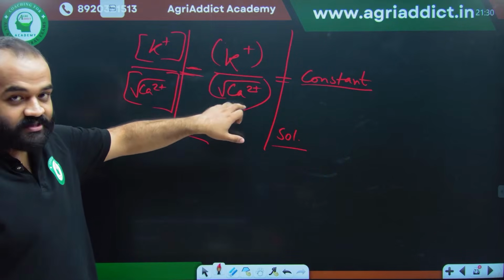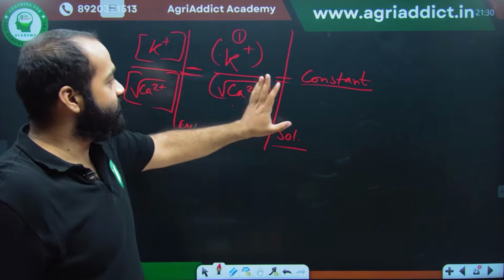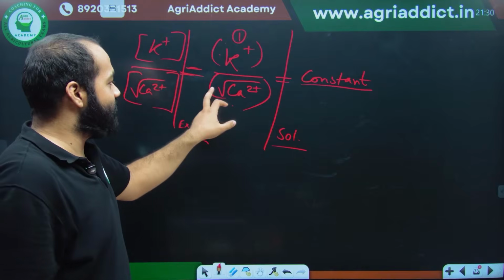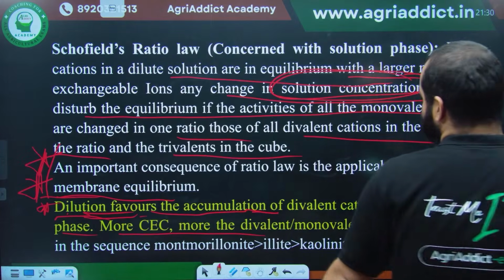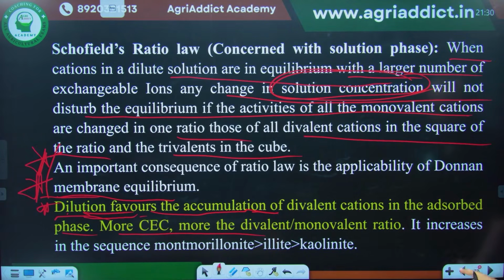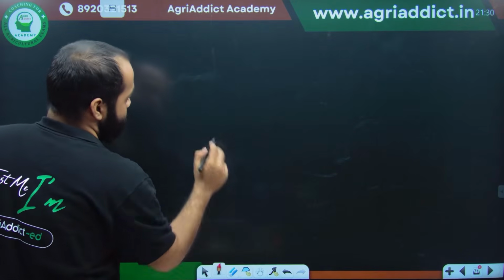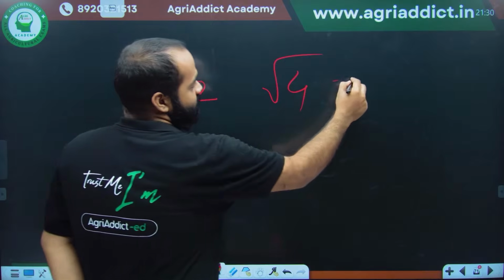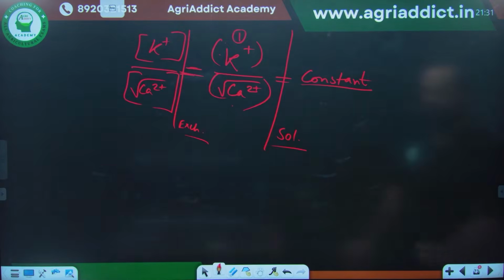Even if you alter these ratios such that this is altered by one factor, then this will be altered by the square of that. Likewise, the equilibrium ratio will remain constant. That is Schofield's ratio law. Now you may ask, sir, you say square, and here you are giving a root over, what does it mean? It means if you alter this by C, read here: if the activities of monovalent cations are changed in one ratio, those of all the divalent cations change in the square of that ratio. So if the activity of monovalent changes by 2, then the divalent changes by 4, and the root of 4 is equal to 2 only. So this is the case.